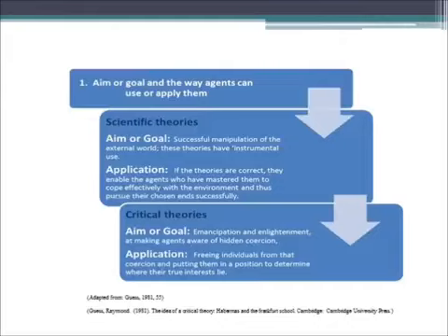In scientific theories, the aim is to produce successful manipulation of the external world. These theories have instrumental use. And the application of this is, if the theories are correct, they enable the agents who have mastered them to cope effectively with the environment and thus pursue their chosen ends successfully. For critical theorists, on the other hand, the aim is emancipation and enlightenment and making agents aware of hidden coercion. And of course, the application would be the freeing of individuals from that coercion and putting them in a position to determine where their true interests lie.